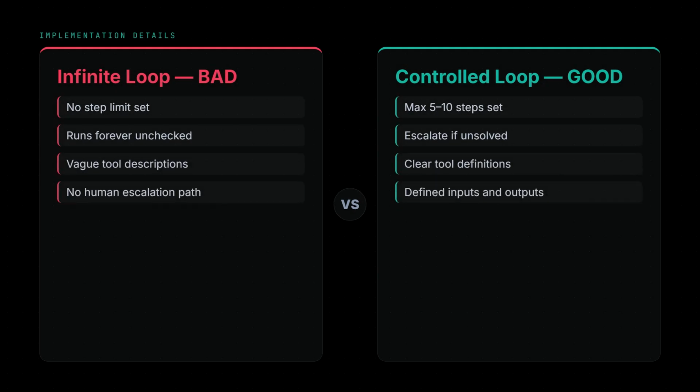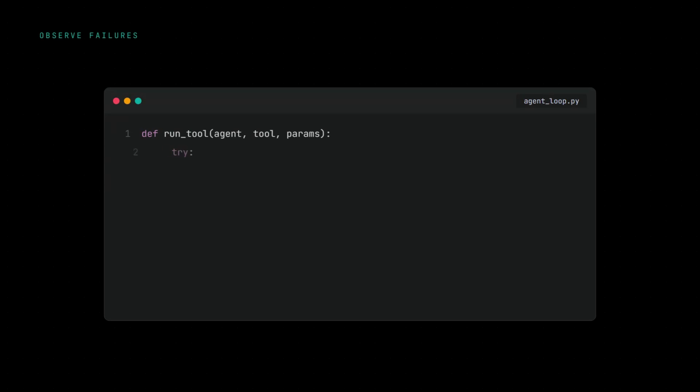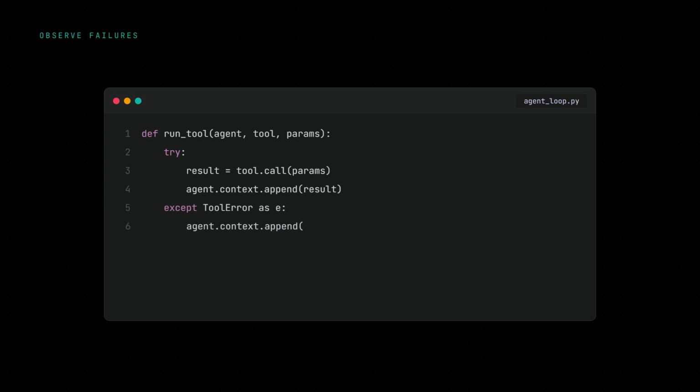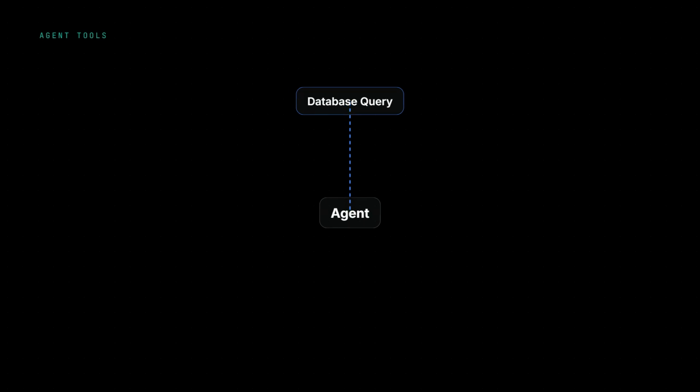First, you need to decide when to loop and when to stop. Set a maximum step count, usually 5 to 10, to prevent infinite loops. If the agent hasn't solved the problem by then, escalate to a human. Second, you need clear tool definitions. Tell the agent exactly what each tool does, what inputs it needs, and what output it returns. Third, you need to observe failures. When a tool call fails, a database timeout, an invalid parameter, an API rate limit, the agent needs to know. Pass the error message back into the loop so the agent can retry with a different approach or call a fallback tool.